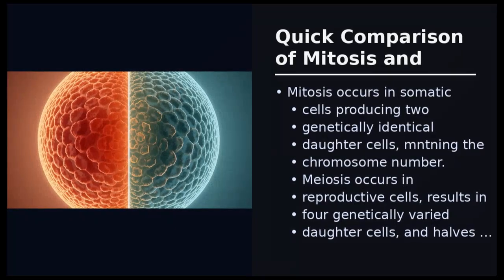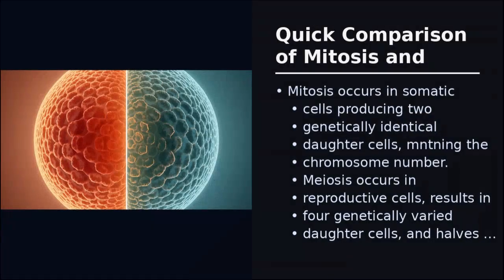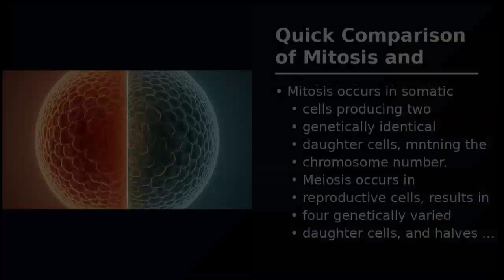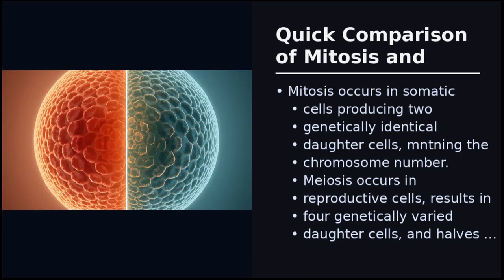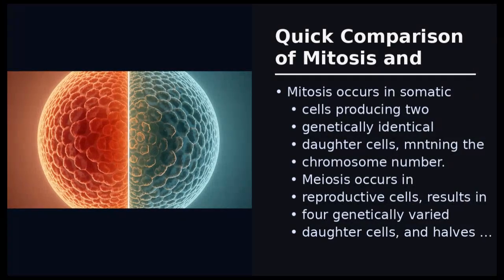Comparison of mitosis and meiosis. Mitosis occurs in somatic cells producing 2 genetically identical daughter cells, maintaining the chromosome number. Meiosis occurs in reproductive cells, results in 4 genetically varied daughter cells, and halves the chromosome number.